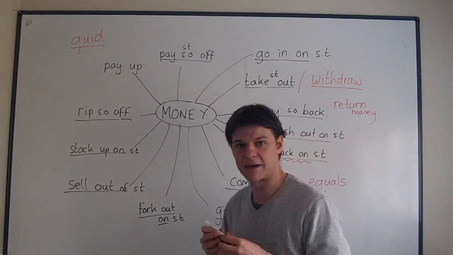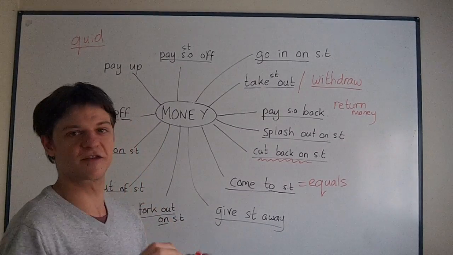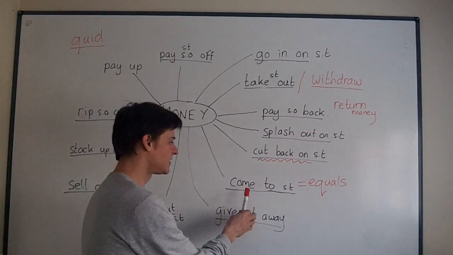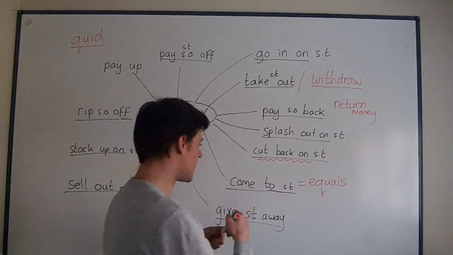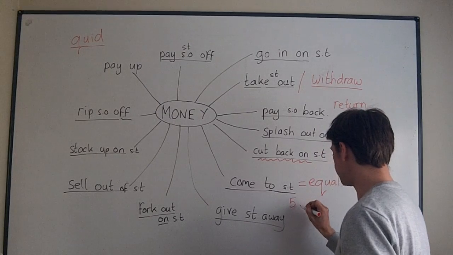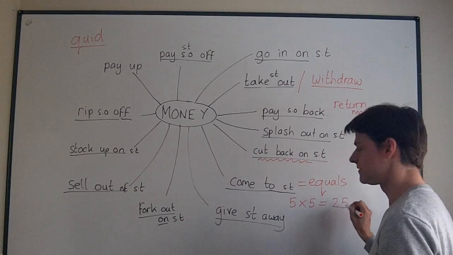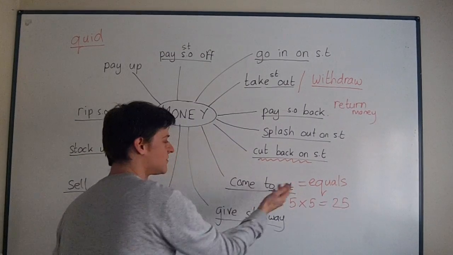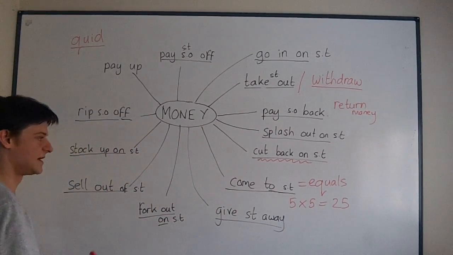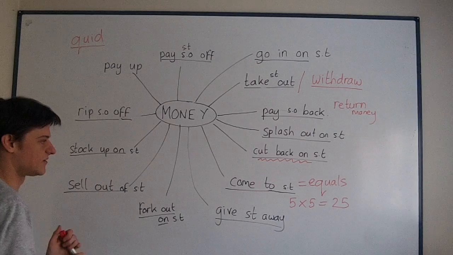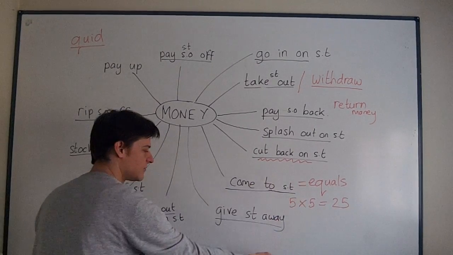So, I bought some apples and some oranges. The apples cost £1.50, the oranges cost £2. So the price came to £3.50. Okay, but you can say 5 multiplied by 5 comes to 25. Okay, so come to just means equals. Comes to. The price comes to £3.50. It's total, the total price. So it's a way of saying totals or equals.